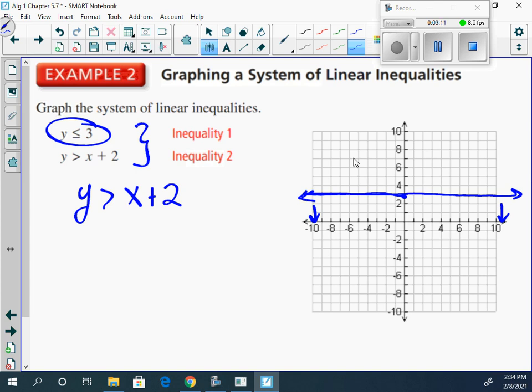Now, where do we start for this? If I'm going to graph y is greater than x plus 2, where do we start? We start at the 2. Because the 2 is the what? The y-intercept. And where can we go from here? So we can go up 1, right 1, or we can go down 1 and where? Left 1. Because if we go up 1 and right 1, we have a positive slope. If we go down 1 and left 1, we still have a positive number. Because a negative and a negative make a positive.